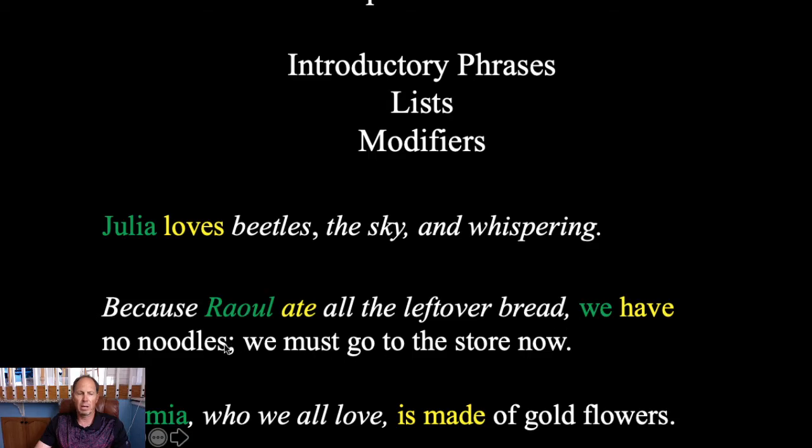What else could I put there other than a semicolon? Subject, verb, subject, verb. That's right, period, comma and, comma so, comma but, all kinds of nice stuff. What could I not put there? That's right, comma. And here's how a modifier works. Hermia, who we all love, modifying Hermia, is made of golden flowers. The sentence is actually, Hermia is made of gold flowers. But I wanted to modify for my readers who Hermia was, so I separate the phrase with commas.